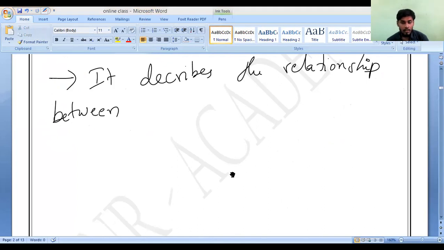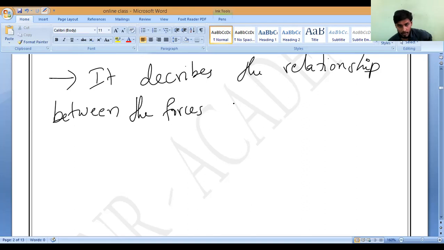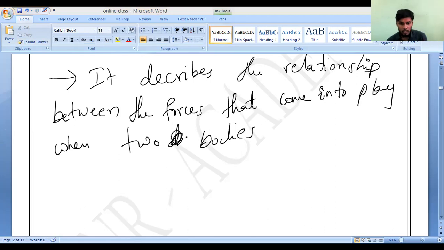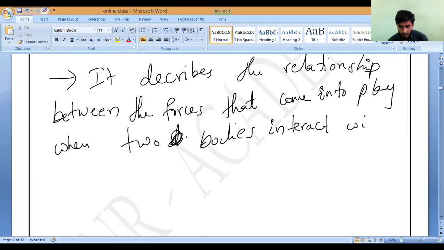Relationship between the forces that come into play when two bodies interact with one another. Contact or interact. Interact with one another. Note it down.